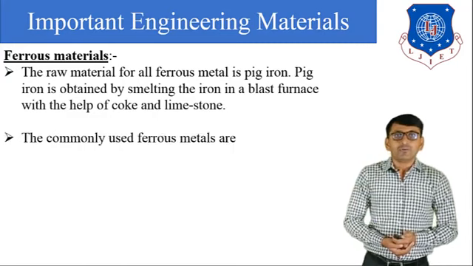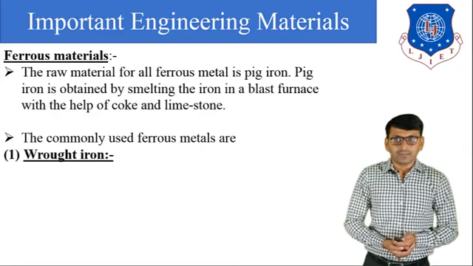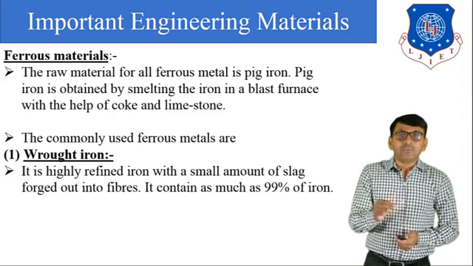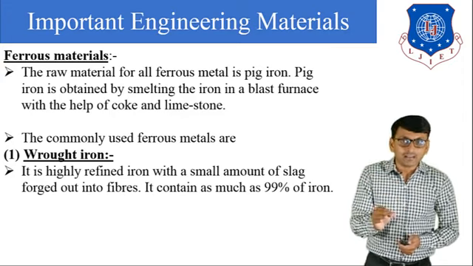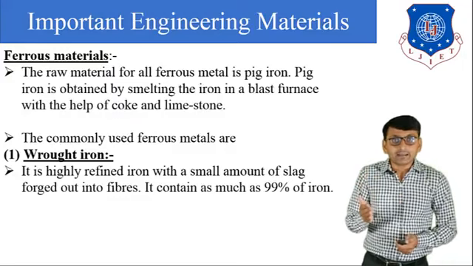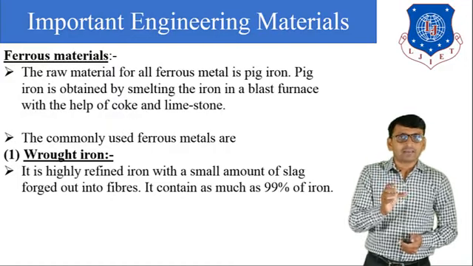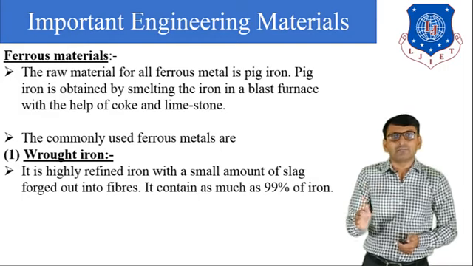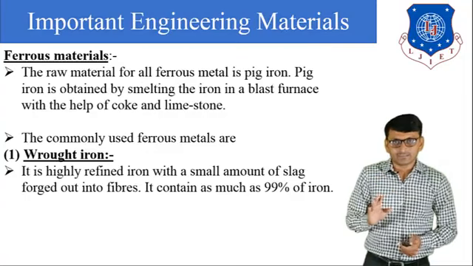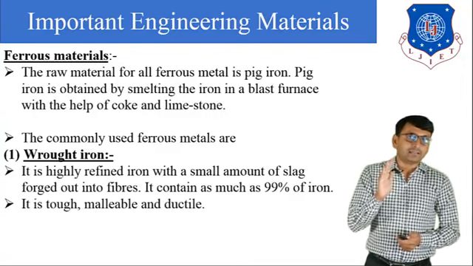The commonly used ferrous metals are, first one, wrought iron. It is highly refined iron with a small amount of slag that is forged out into fibers. It contains as much as 99% iron and some other components present in very small quantity, like carbon, manganese, sulfur, etc. It is tough, malleable and ductile.